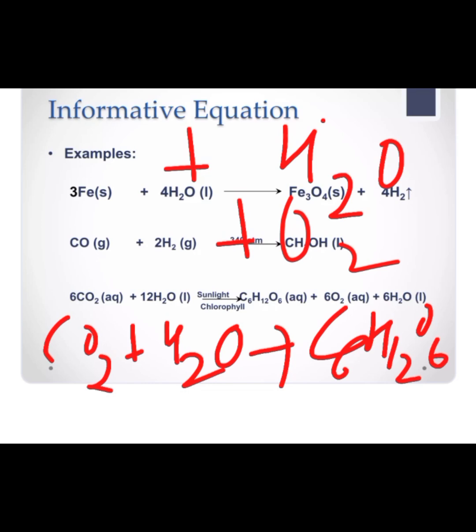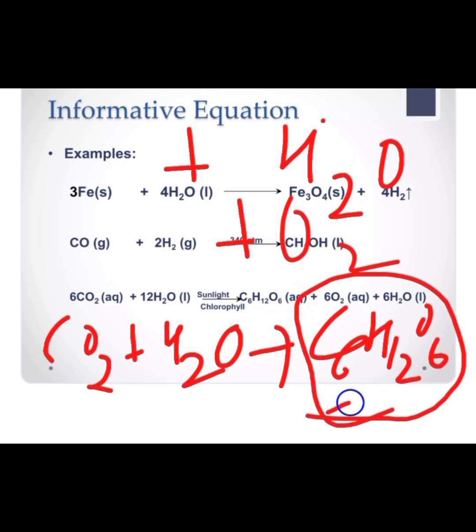Now we need to balance the equation. Carbon in the complex formula, the number of carbon is 6, so we have to put 6 in front of carbon dioxide. 12 hydrogen atoms can be balanced by putting 6 in front of water molecules.